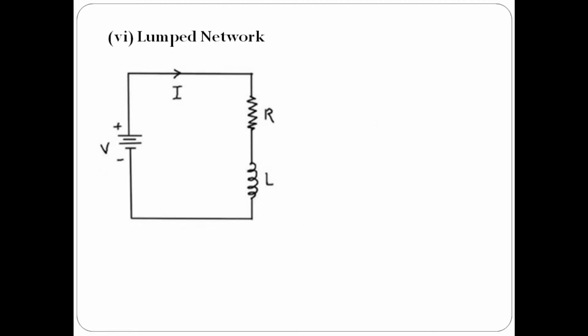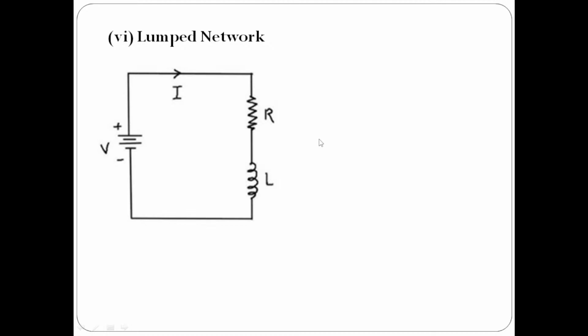Let us go to the next, that is the lumped network. Here again you can see there are R and L elements. Lumped networks are networks in which the passive elements can be separated. There are two passive elements here, one R element and one inductance element, L element. These two elements you can separate. You can remove the resistance separately and the inductance separately.